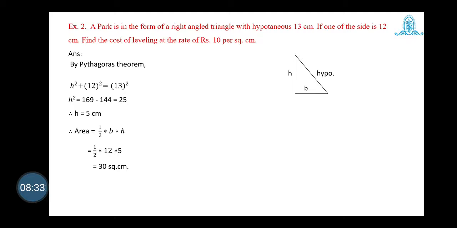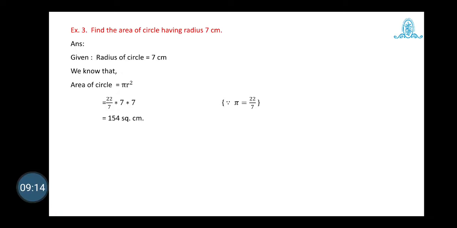But we don't stop here because we don't only want to find the area. Here we also want to calculate another thing, which is the cost of leveling. So how do we get the cost of leveling? If we multiply this area with 10 rupees, we get the cost of leveling of the park. So cost of leveling is equal to area into rate. The rate is 10 rupees per square centimeter. So 30 into 10 is equal to 300 rupees. So the leveling cost of the park is 300 rupees. Get it? Now we go with the next example.